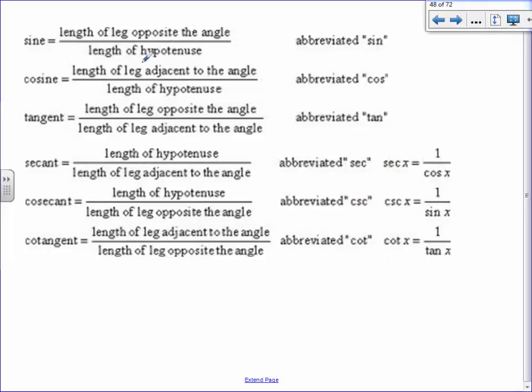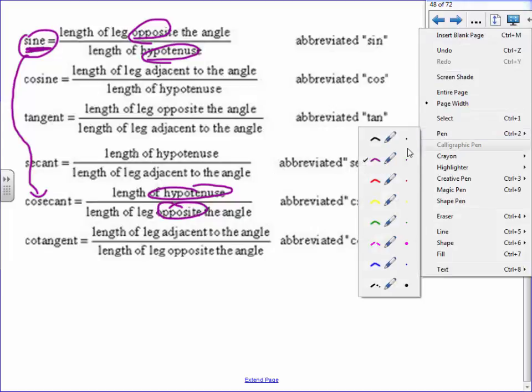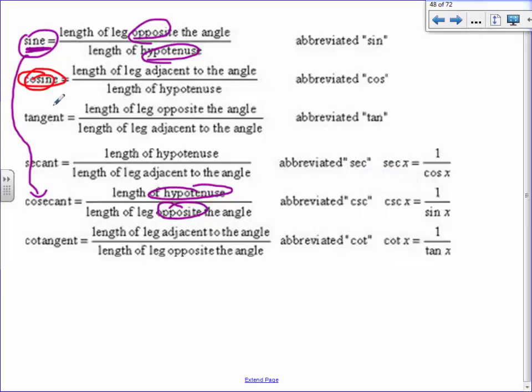So sine, cosine, and tan are just like you've always learned them. Sine has a buddy. Sine's buddy is cosecant, where rather than it being opposite and hypotenuse, it's now hypotenuse and opposite. Just flip the fraction upside down. That's called a reciprocal. Cosine has a buddy called secant, where rather than it being adjacent over hypotenuse, you could flip it upside down and make it hypotenuse over adjacent.